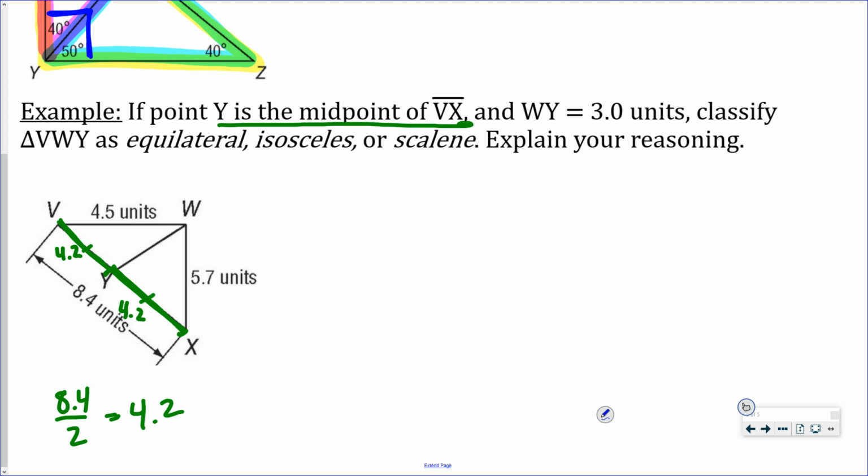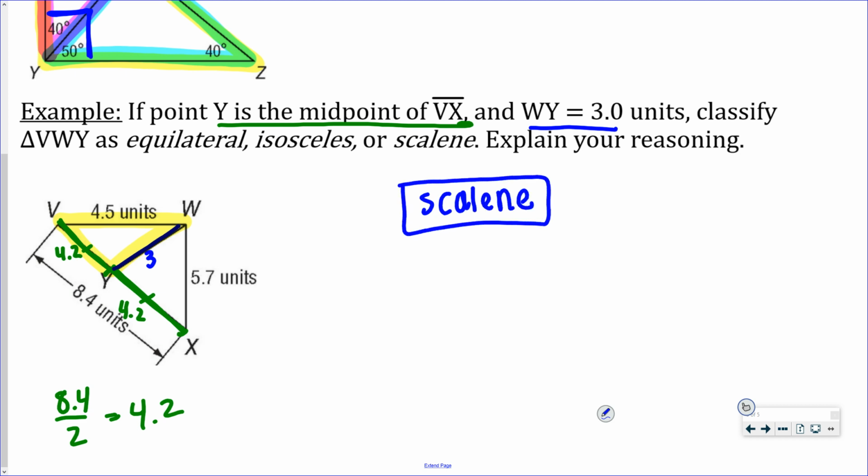Next, we know WY is 3 units. Okay, let's label that. Now they want us to classify triangle VWY. Let's talk about this triangle right there. All right, look at the side lengths. What do we notice? Matthew? None of the sides are the same. None of the sides are the same length, so it's what type of triangle? Scalene.